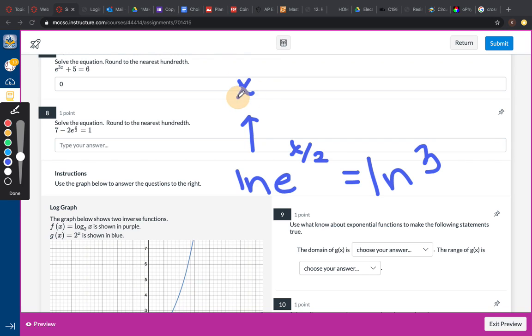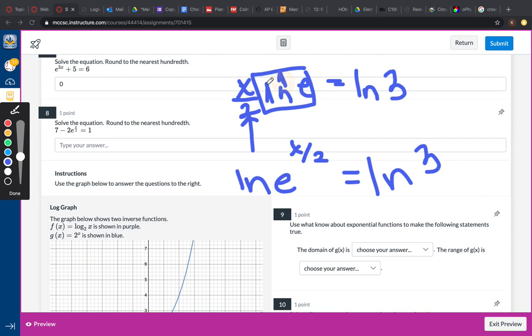So if I use my power property, this is x divided by 2 times the natural log of e equals the natural log of 3. This, remember, is 1. So x divided by 2 equals the natural log of 3. If I multiply both sides by 2, then that's going to give me my answer.